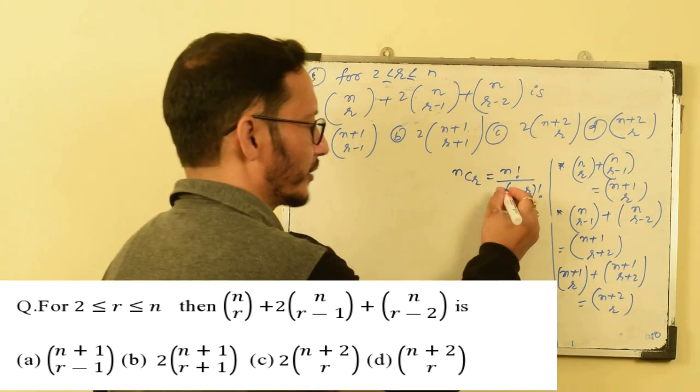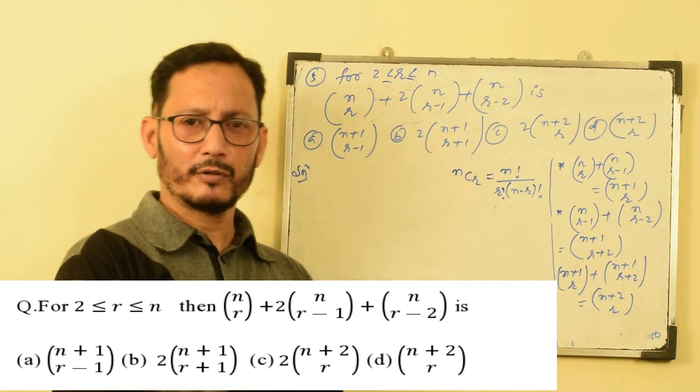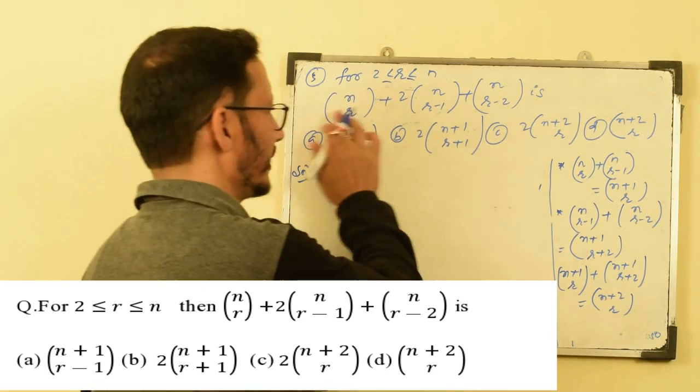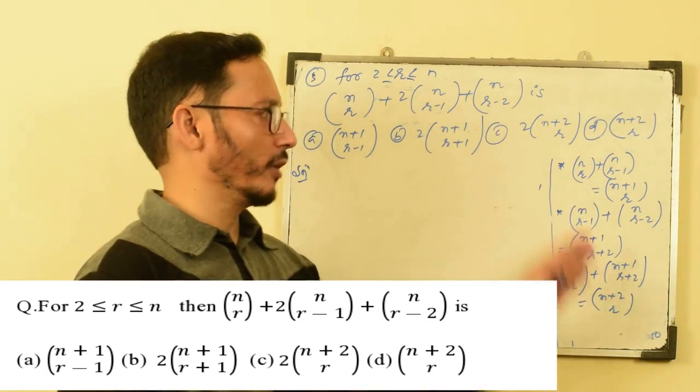So what do you mean by factorial? Factorial means the product of n natural numbers. The product of n natural numbers is called factorial. This problem can be solved with the help of this formula.